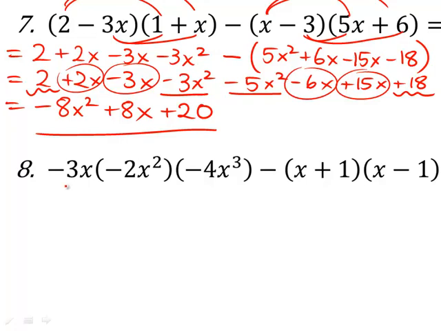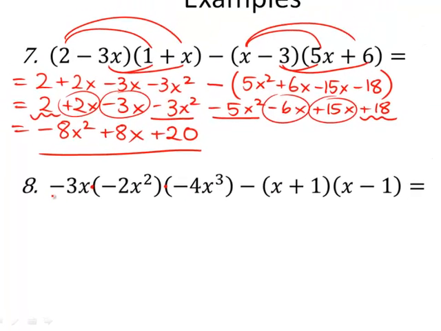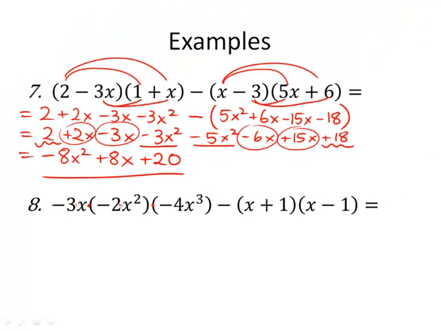Last example, here we actually have no distribution in the first term. This is all multiplication because each of these are monomials. So essentially we're just saying negative 3 times x times negative 2 times x squared times negative 4 times x cubed. So let's multiply our numbers together. Negative 3 times negative 2 is positive 6, and 6 times negative 4 is negative 24. X times x squared times x cubed is x to the power of 6, because 1 plus 2 plus 3 is 6.